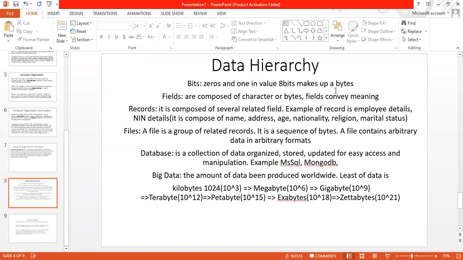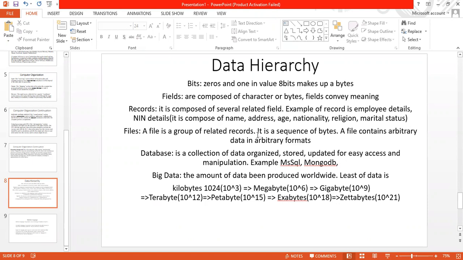So we'll be looking at data types as we go on. There are a lot of data types too. Hierarchy is different from data types. And bytes, like I said, are zeros and ones. We also have fields, which are composed of characters and bytes. Fields convey meaning. They give meaning.